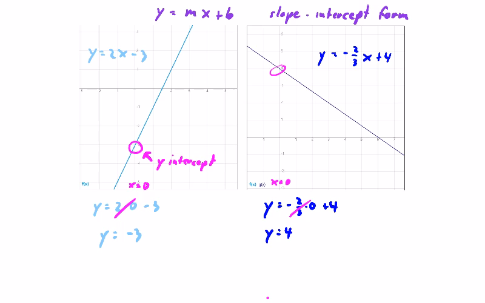Now, you'll notice in the general form of the equation, y equals mx plus b, it's always plus b. So in this case, on the left, we would say that b is negative 3, so we can think of it as adding negative 3. Whereas in the case on the right, b is equal to 4. So when we have an equation in this form, we can immediately see where it's going to cross the y-axis.